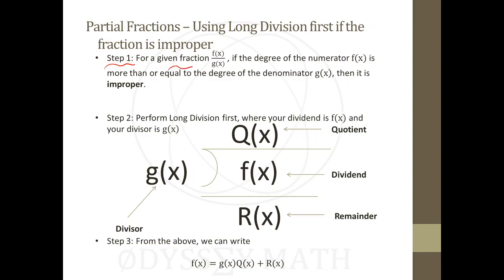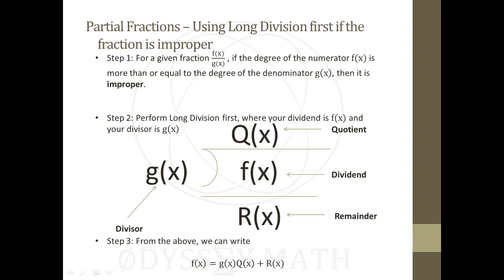For a given fraction f of x over g of x, if the degree of the numerator f of x is more than or equal to the degree of the denominator g of x, then we say that the fraction f of x over g of x is improper.